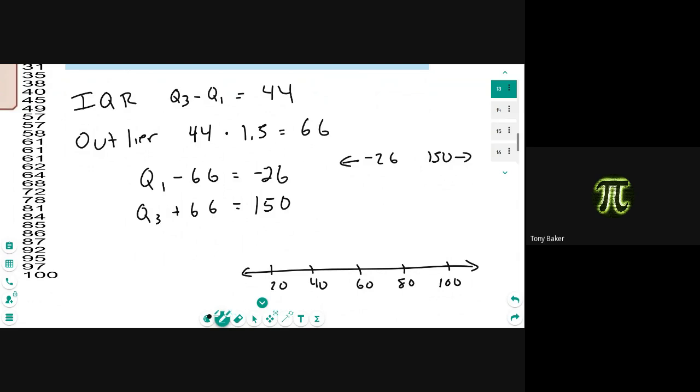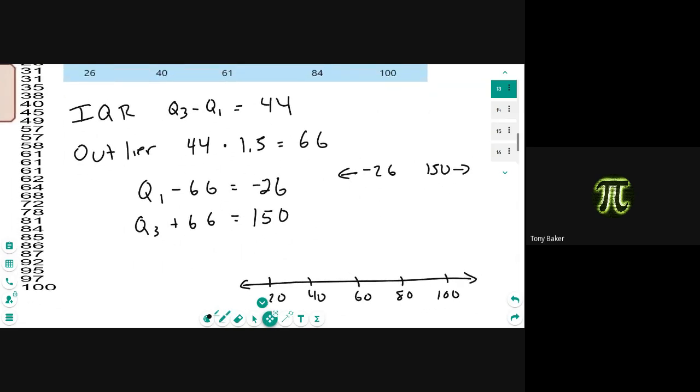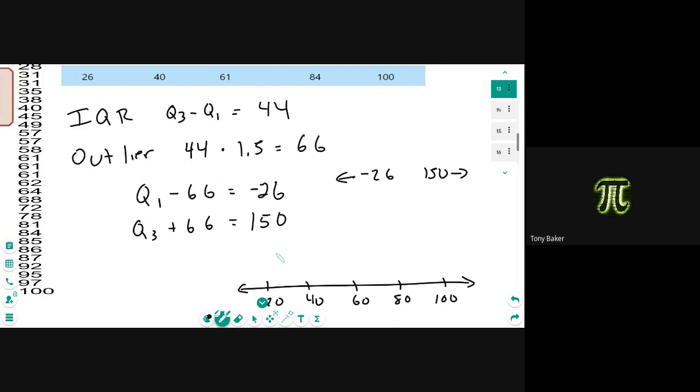All right. So my minimum was 26. So I have a line there for my minimum. My maximum was 84. So I have a line there for my maximum. My Q1 was 40. My maximum was 100. My Q3 was 84. And my median was there. So here is my box and whisker plot. Okay. Quick little sketch of a box and whisker plot.